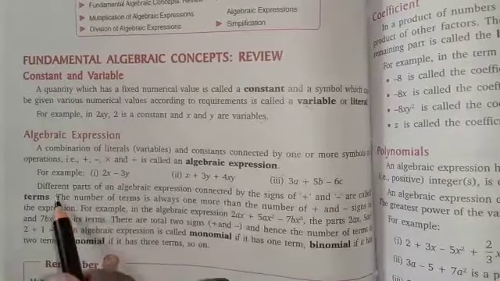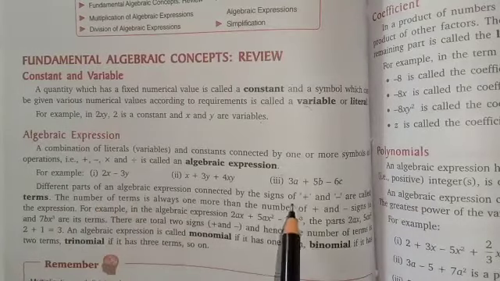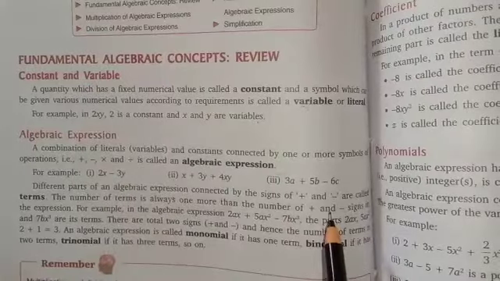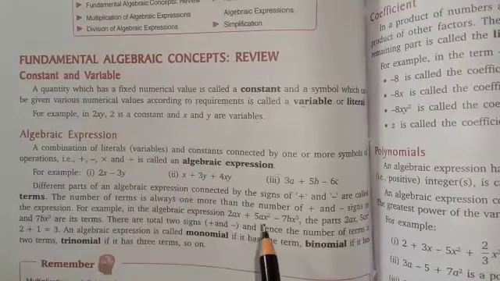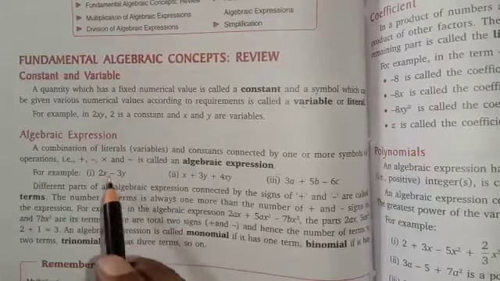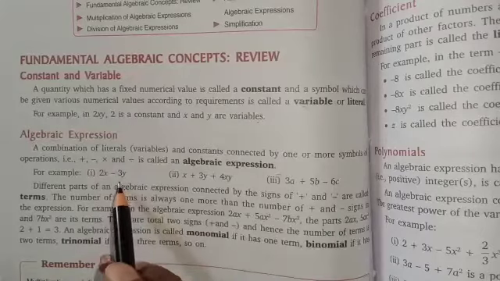Different parts of an algebraic expression connected by the sign, maybe plus, maybe minus, maybe multiplication or division sign, are called the terms. Here plus minus, how many terms are there? Two terms, 2x and 3y. There are two terms. Then it is called binomial.